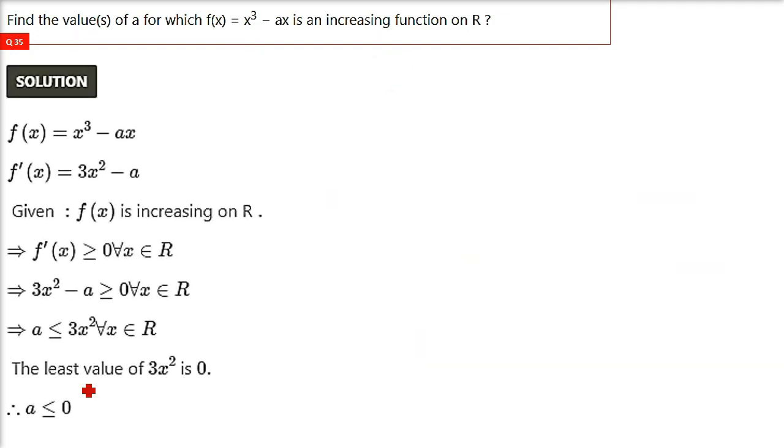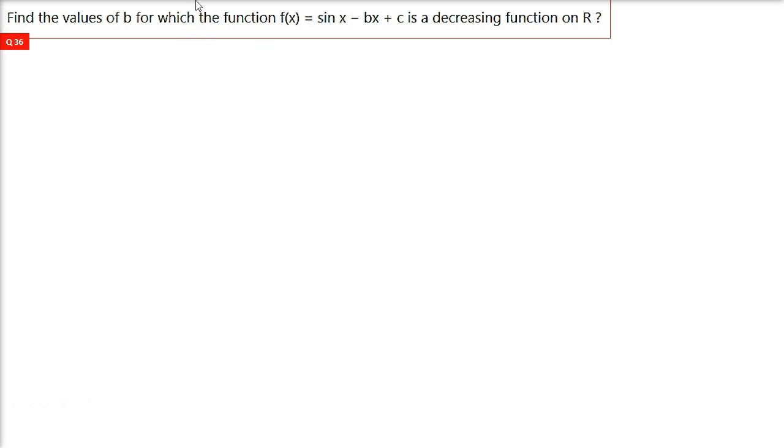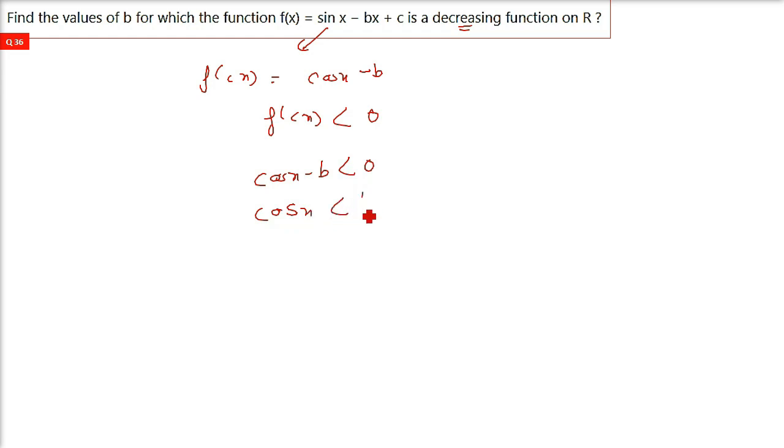There are questions that have already come in the examination, so you need to be very careful while solving them. Find the values of b for which the function f x equals sin x minus bx plus c is decreasing on R. So we'll just differentiate this to get f dash x. The derivative of sin x is cos x minus b, and the derivative of c is 0. So for f to be decreasing, f dash x should be less than 0. That means cos x minus b is less than 0. Cos x should be less than b.